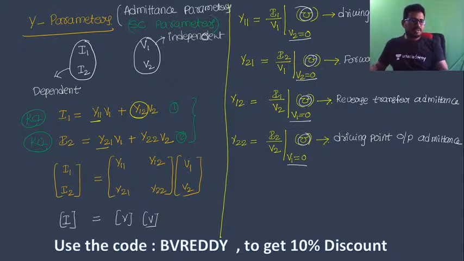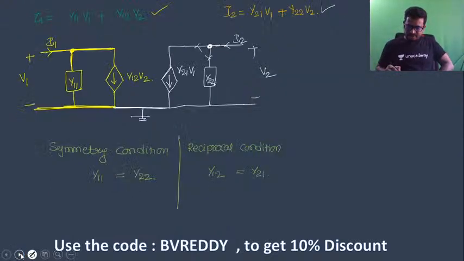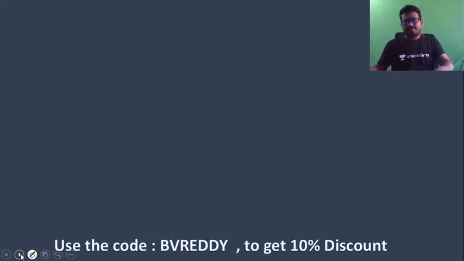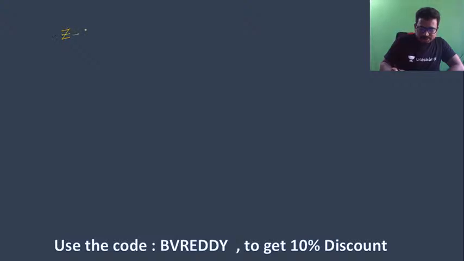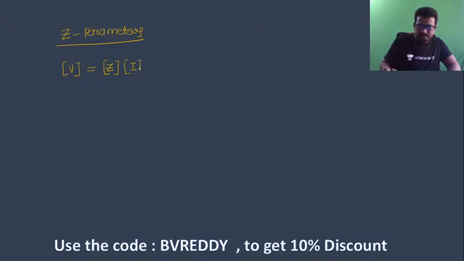Previously we discussed the impedance parameters, and now we have discussed the admittance parameters. Now let's try to find the relation between the impedance parameters and the admittance parameters. In the case of Z parameters, we have seen the relation: V matrix is equal to Z matrix into I matrix.